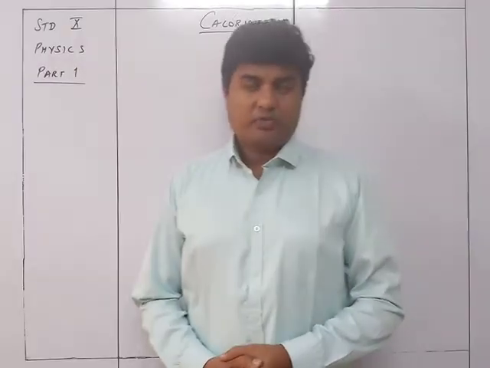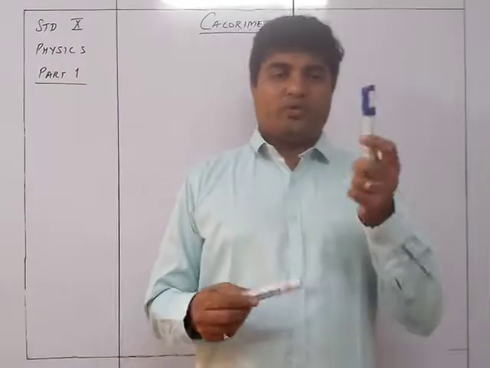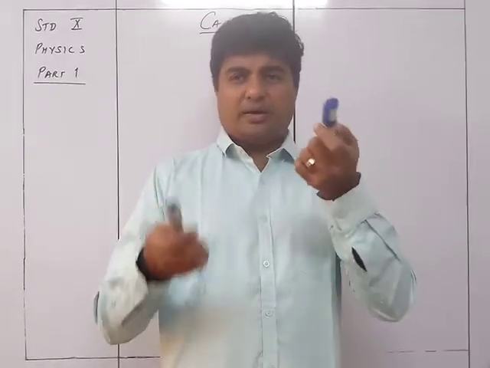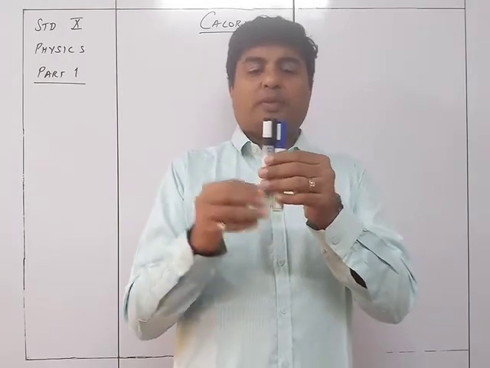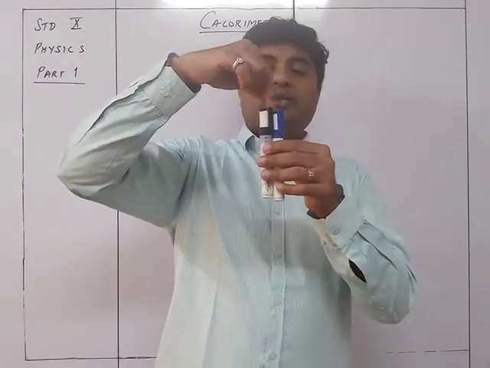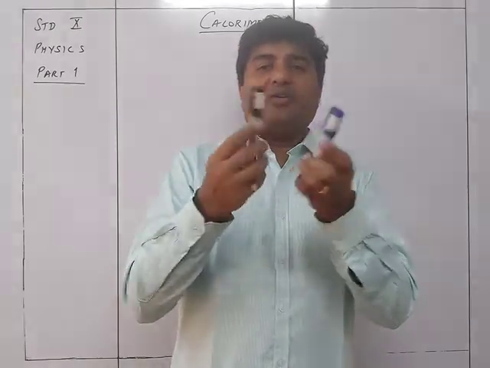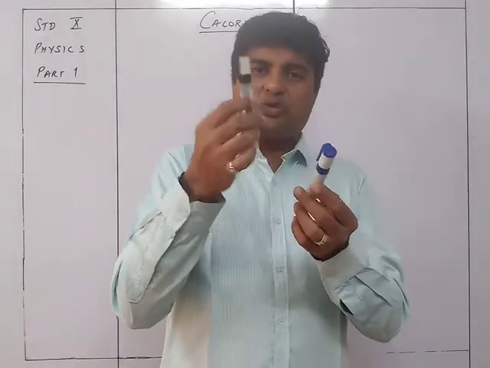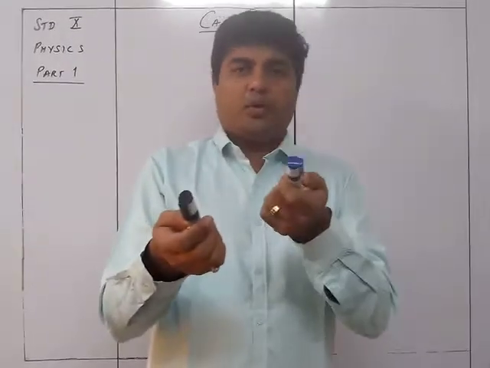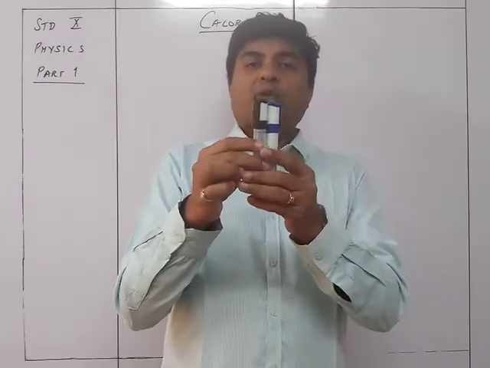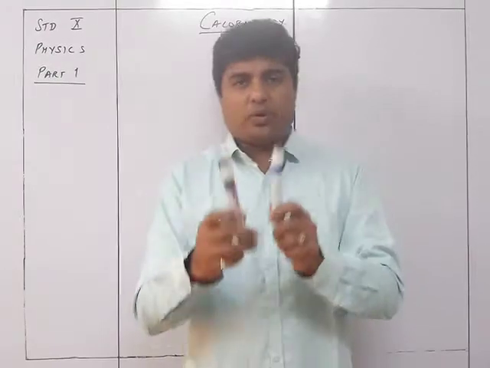So we see that when two bodies, suppose I've got these two bodies over here, one hotter and the other cold, and I bring them together, what is going to happen? The hot body is going to transfer its heat to the cold body. So after a few minutes, this which was cold becomes warmer, and this which was hot becomes cooler. There will be a transfer of heat taking place from the hot body to the cold body.